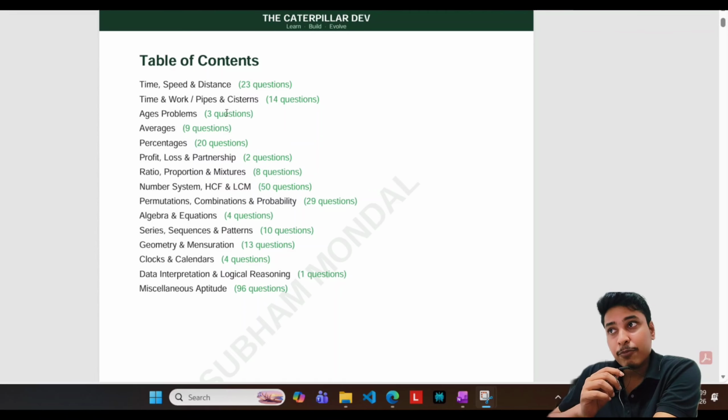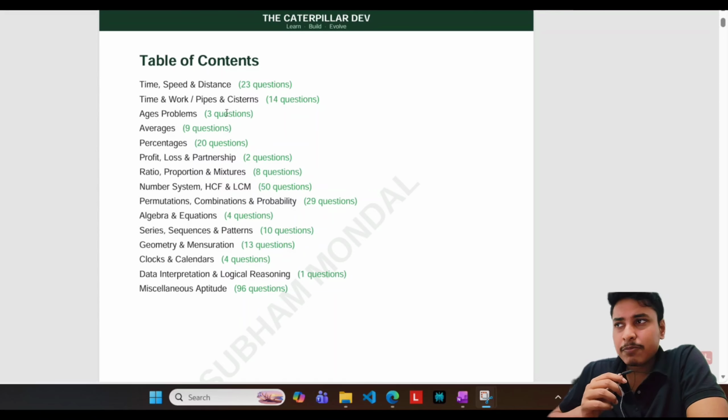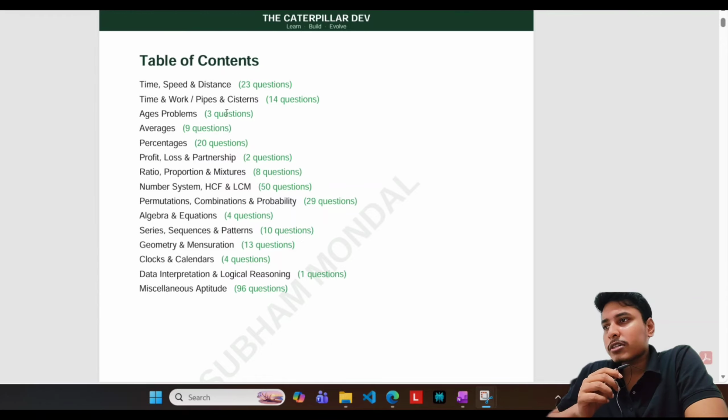Number system is a very, very important part. HCF and LCM, permutations, combinations, probability, a very, very important part. This is 29 questions. Algebra equations, there will be 4 questions. Series, sequences, and patterns, 10 questions. Geometry and mensuration, 13 questions. Clocks and calendars are not that mandatory, but you can practice them.